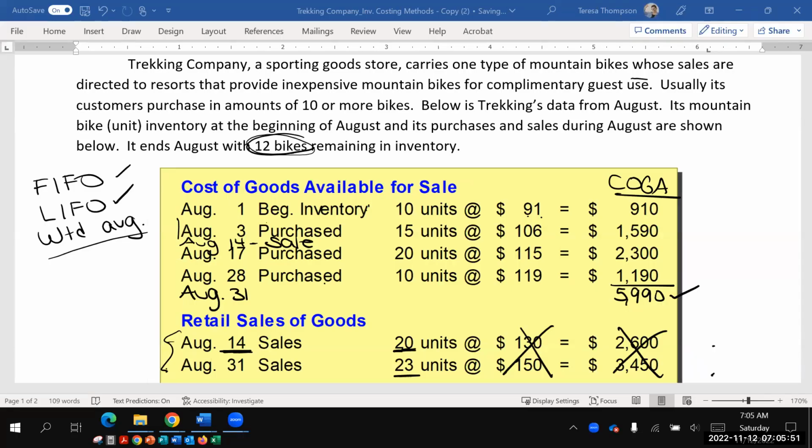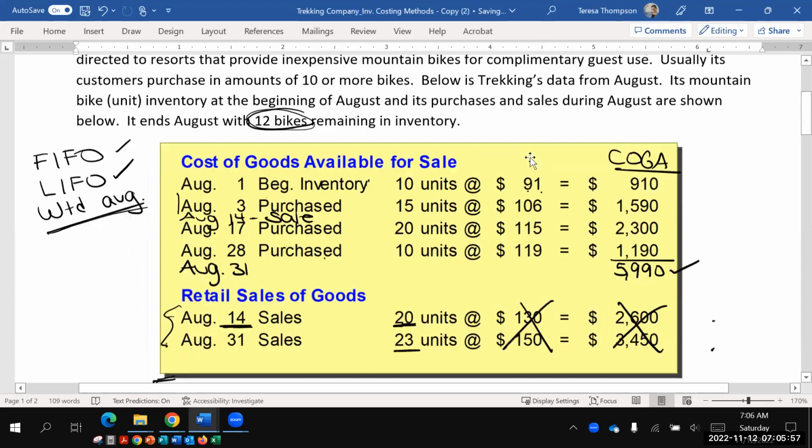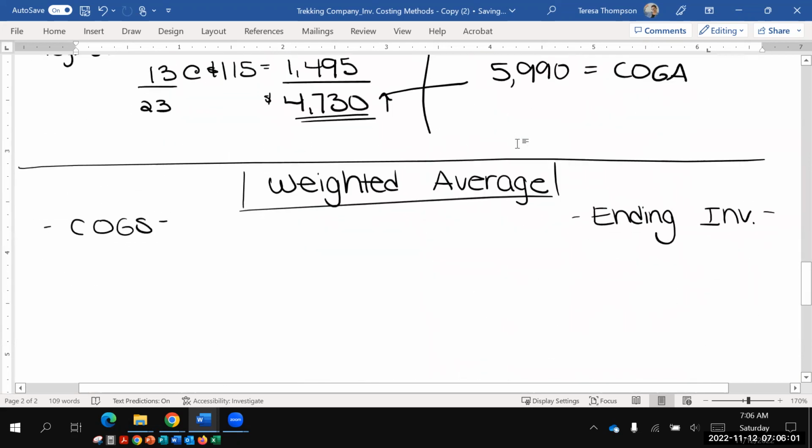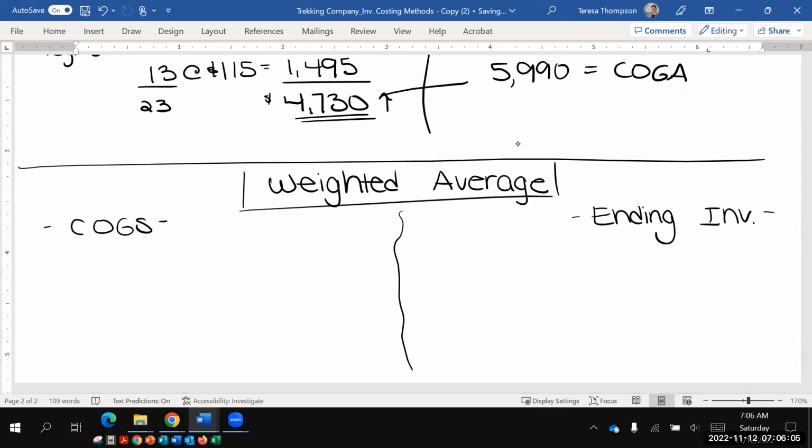All right, on to our last cost flow assumption, weighted average. Here we go. I still set it up in the same way. Weighted average, separate my sheet into the cost of goods sold calculation and the ending inventory calculation. All right, so remember we had 2 sales days, August 14th and August 31st.